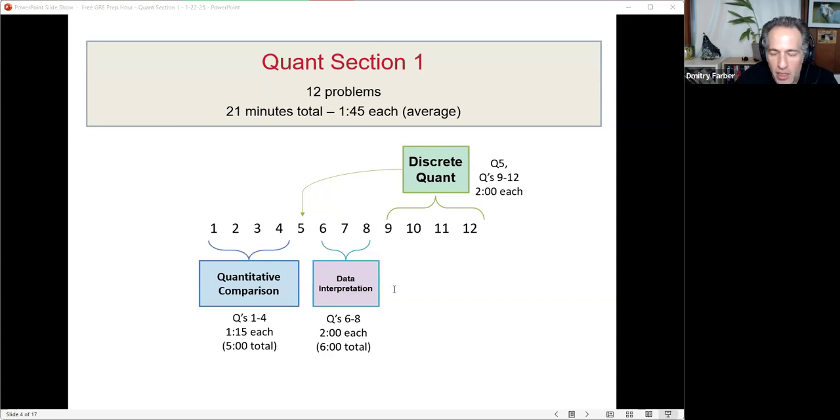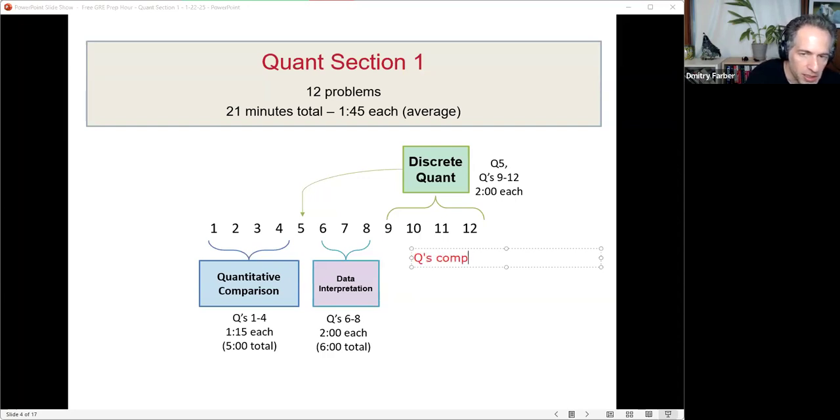On data interpretation, it's going to be a little bit like a reading comprehension, where you may need a little bit more time on the first question than you do on the subsequent questions. But given the nature of the set today, I think it'll be relatively safe to spend exactly 2 minutes per question.